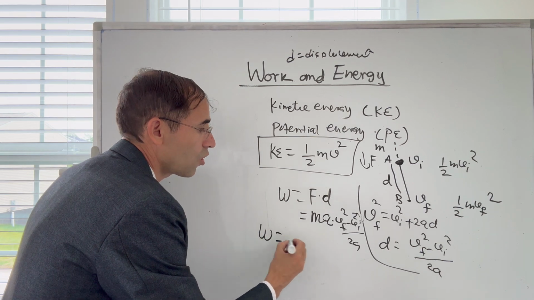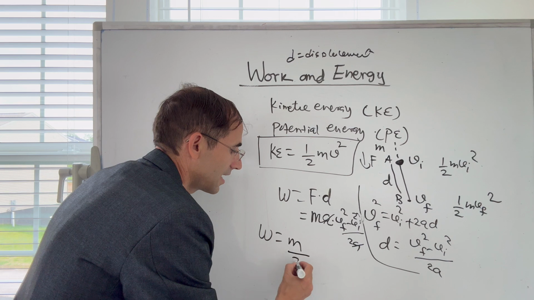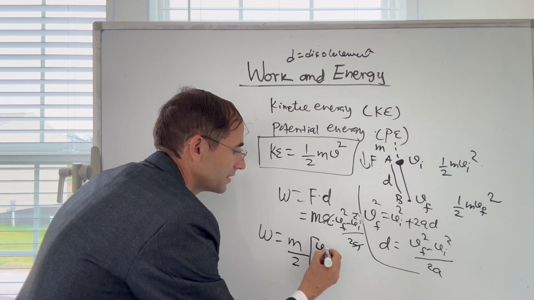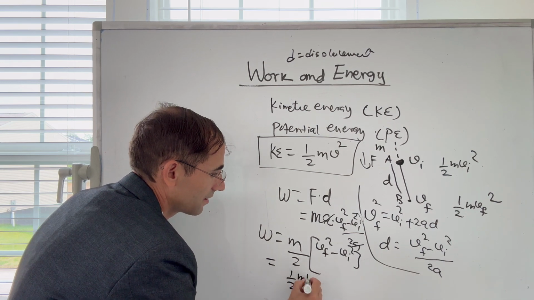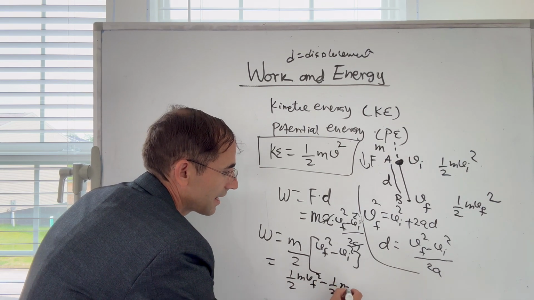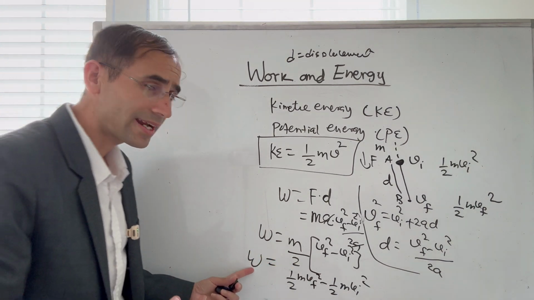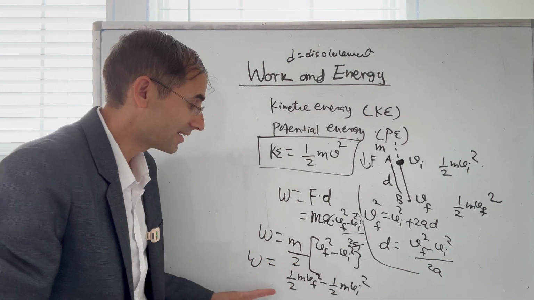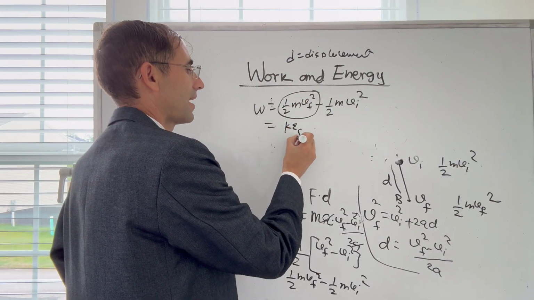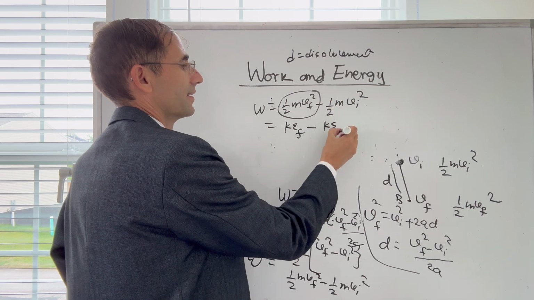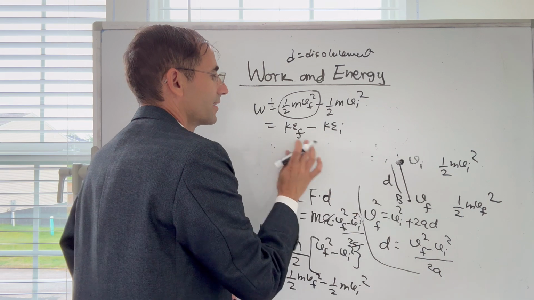So I can write the work done is equal to the mass times... this acceleration cancels out. So 1 m over 2, that becomes vf squared minus vi squared. So that is equal to 1/2 m vf squared minus 1/2 m vi squared. So you connected the work done in terms of the kinetic energy. What is this? This is the definition of the final kinetic energy, and this is the initial kinetic energy.